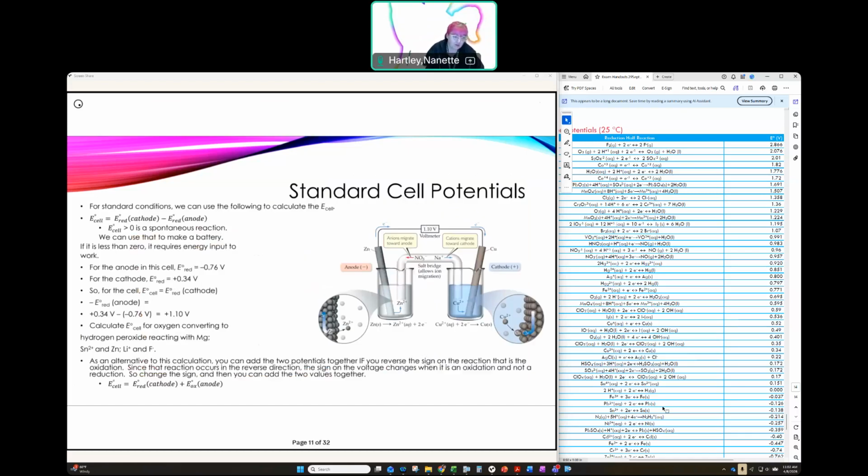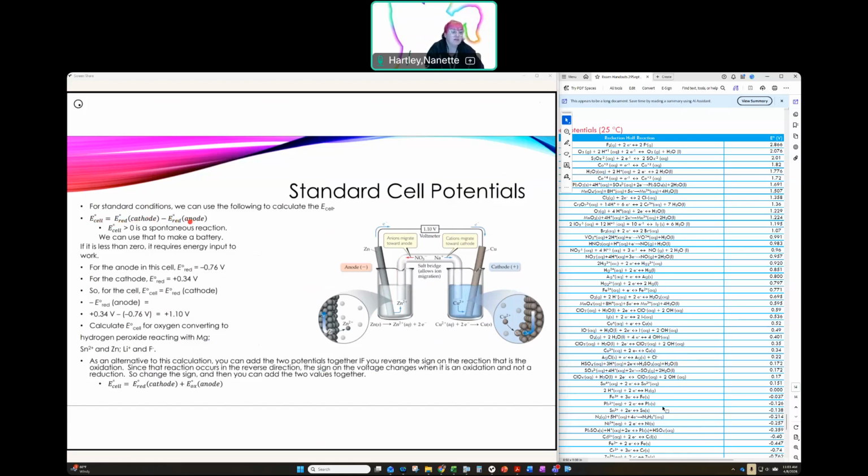Now, those standard cell potentials for standard conditions, we can use the following equation to calculate the E for the cell. And that E naught for the cell, so this naught means standard conditions, that's the energy of the cell is equal to the standard energy for reduction at the cathode minus the standard energy for reduction at the anode. Okay. This assumes that you're using the values exactly as they appear in the table.